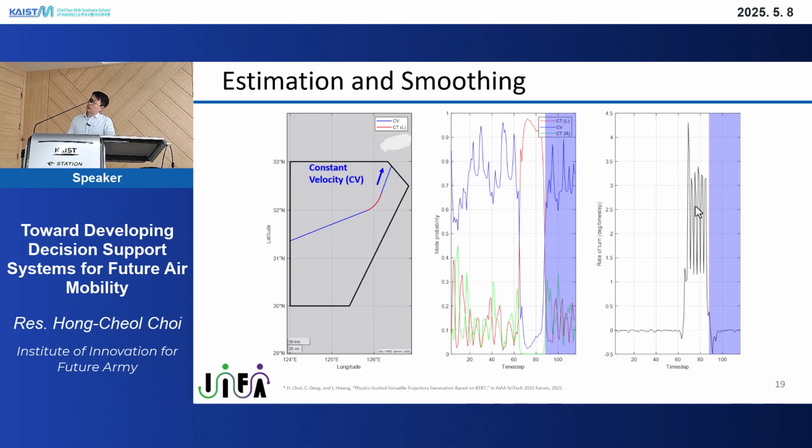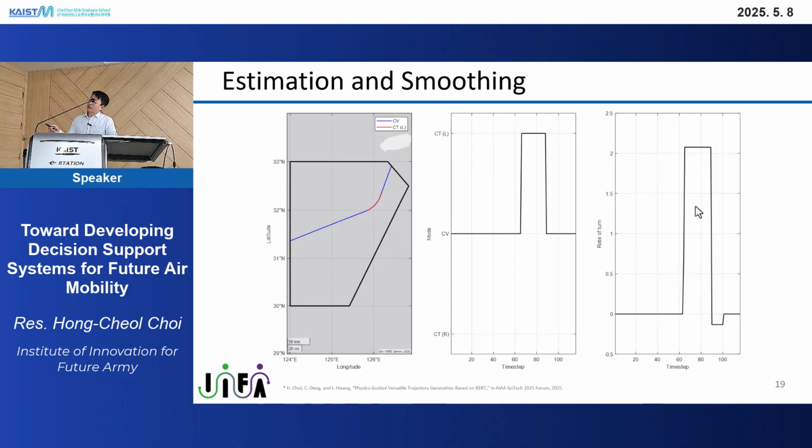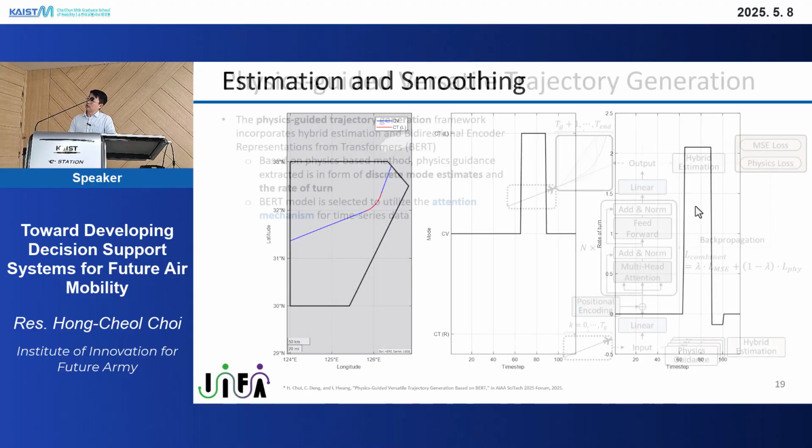And as you can see, these values are continuous states, but for machine learning or artificial intelligence training, this kind of continuous state is not that helpful, because if we have a large data set, then the machine learning models can understand this continuous state. But if the data set is limited, then this continuous state hampers or deteriorates the performance of the model. So that's why here I discretize these values into just the mode information and simplify the rates of turn. And it resulted in obviously better performance for the models.